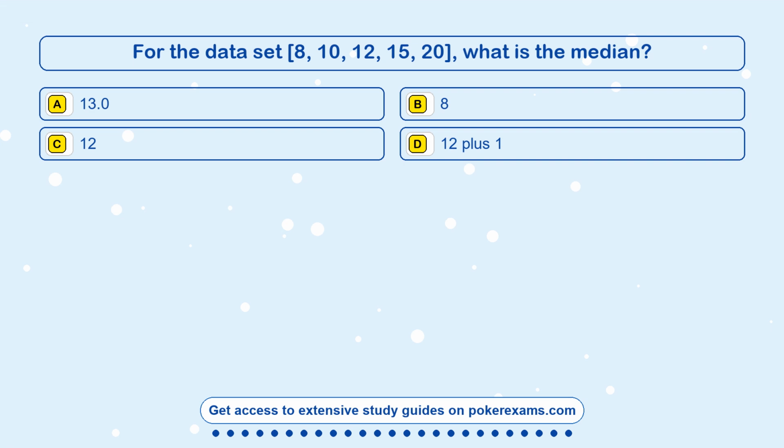Question 19. For the data set 8, 10, 12, 15, 20, what is the median? Option A 13.0. Option B 8. Option C 12. Option D 12 plus 1.